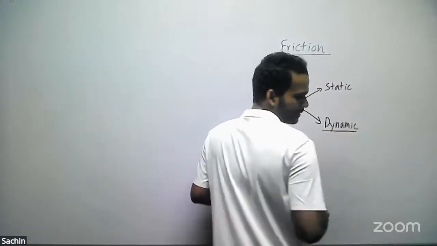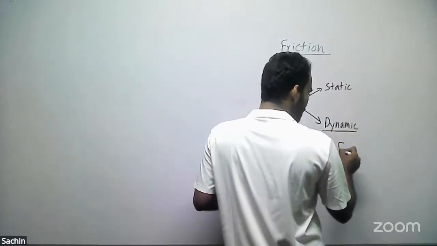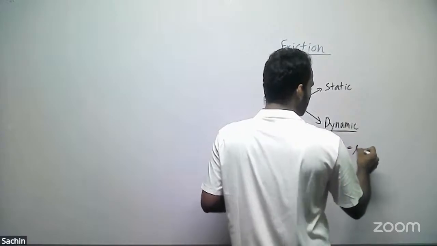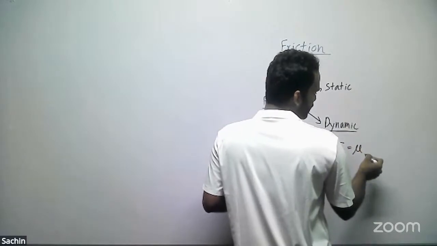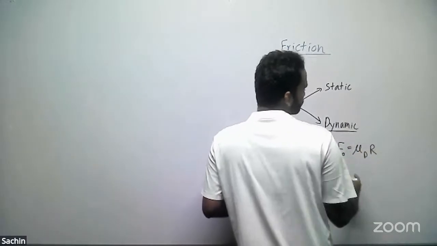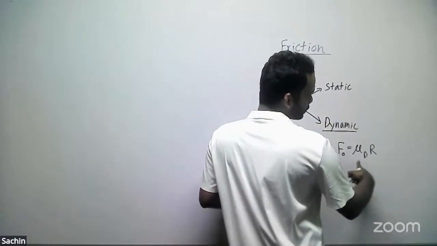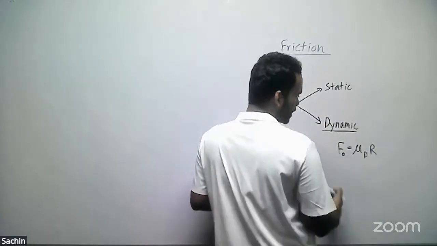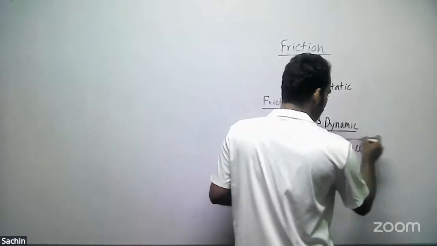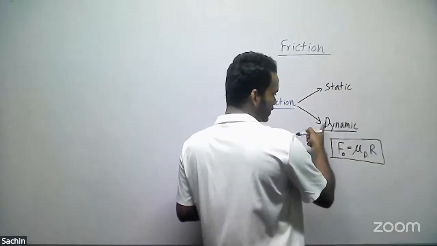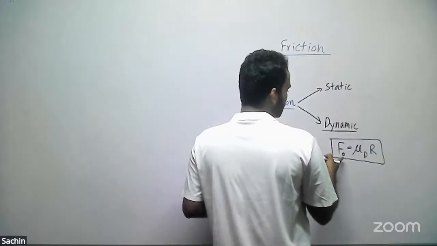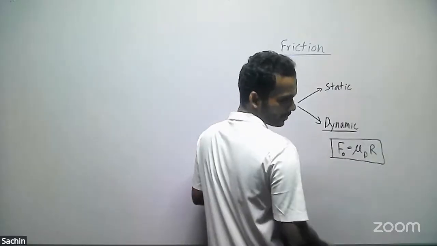The dynamic case is easy. In the dynamic case, the friction force is nothing but the product of the dynamic friction coefficient times the reaction force. In the dynamic case, F equals mu R, so you can find it directly. In dynamic friction, the friction force is obtained from mu R.